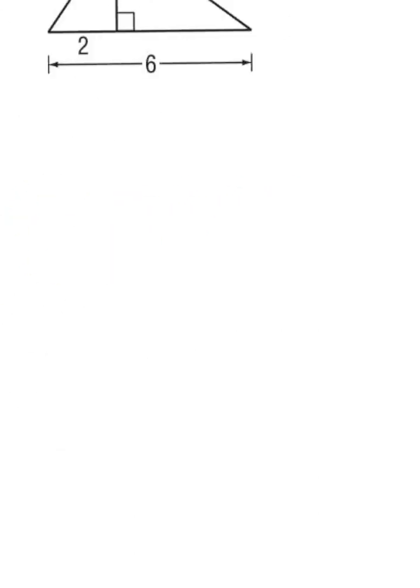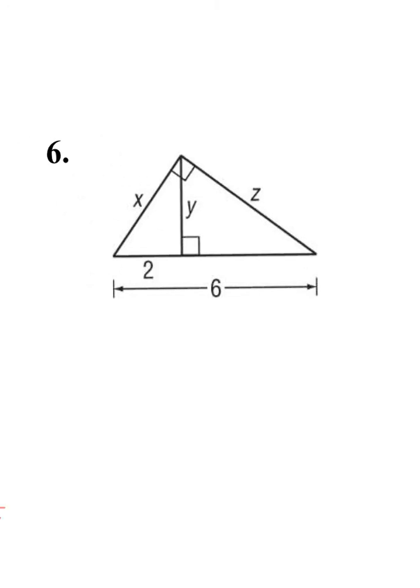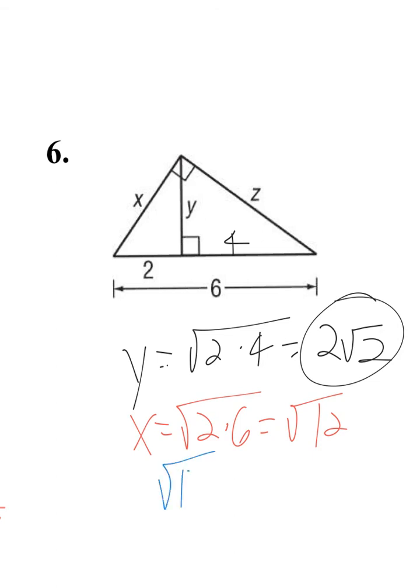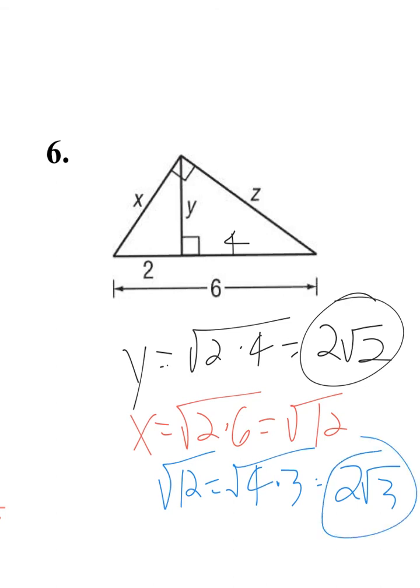Okay, last one. Okay, if this is 2 and the whole thing's 6, then this one's 4. So the y is going to equal the square root of 2 times 4, which we've already done. That's 8. But instead of writing the square root of 8, I'm going to write 2 square root 2. All right. So x is going to equal the square root of 2 times 6, which is 12. And 12 is the square root of 4 times 3. And that's important to know because 4 is a perfect square. So the square root of 4 is 2. Square root of 3 stays behind. So that's x.